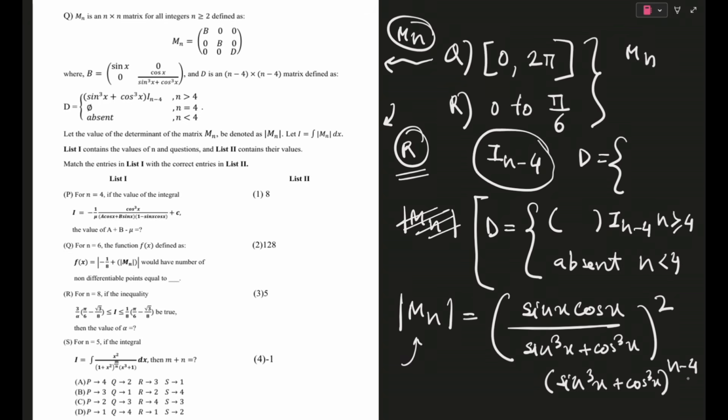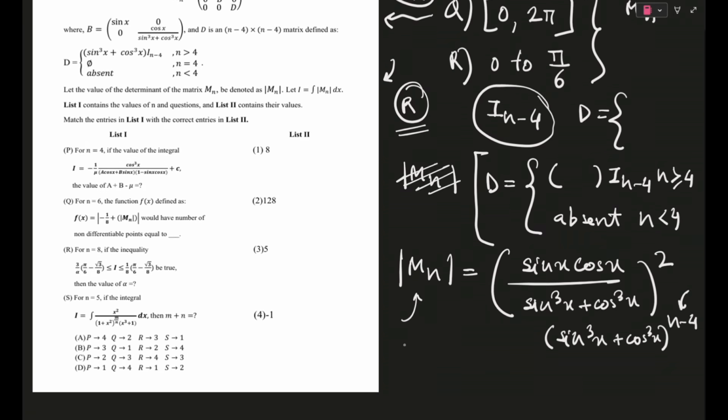This is where the complexity will arise, because with n minus 4 as the power, you will get different values of mod mn for different values of n. That's where we get the boundings for creating the question. And one more small thing: I is given to be equal to integral mod mn dx, which means the integral of this with different values of n. Okay, so we will start off solving the question.